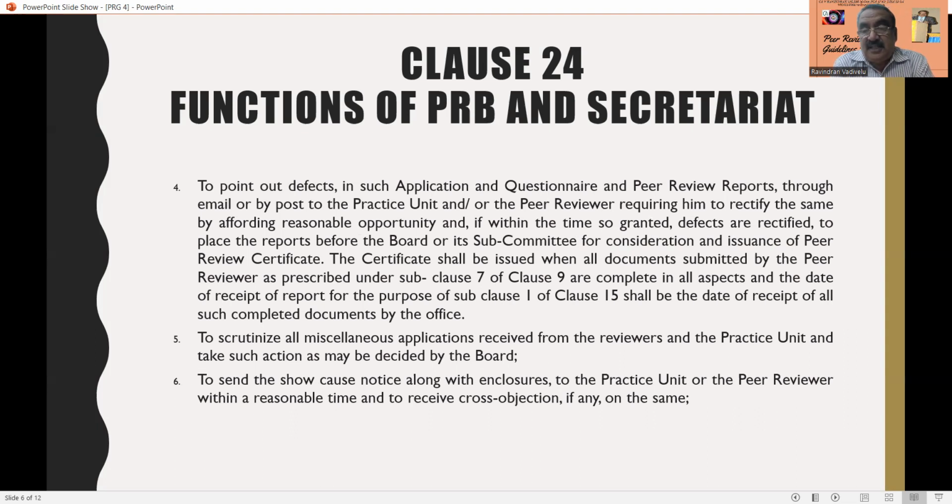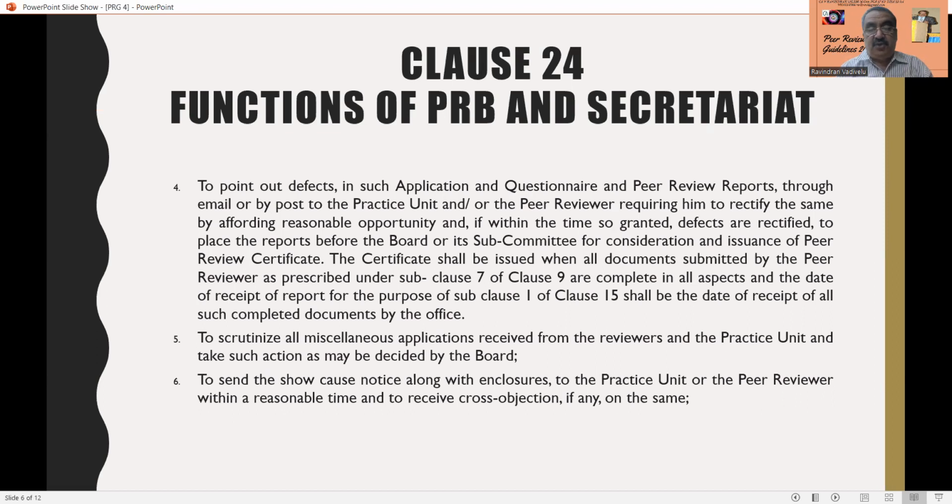And if within the time so granted the defects are rectified, to place the reports before the board or its subcommittee for consideration and issuance of the peer review certificate. Suppose there is any deficiency, any qualified report is given, then the same has to be submitted to the subcommittee, and the subcommittee has to go through all the qualified reports and submit the final report to the secretary, and the secretary in turn will forward it to the peer review board. After that, the same is forwarded to the council.